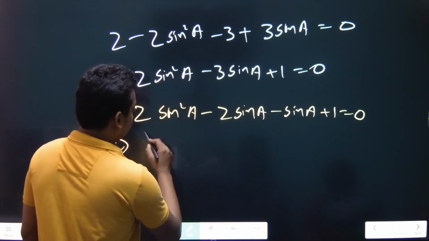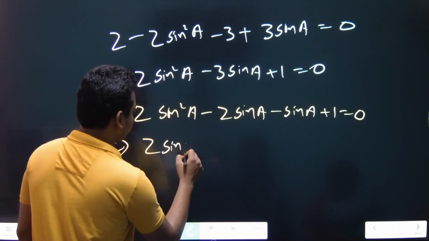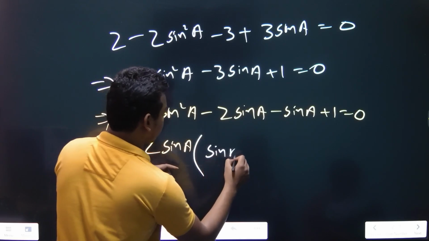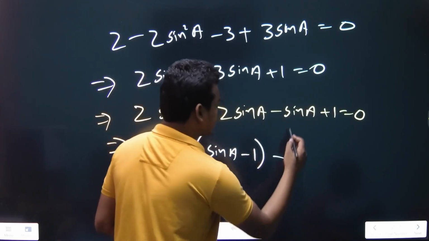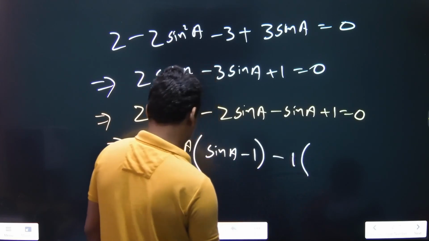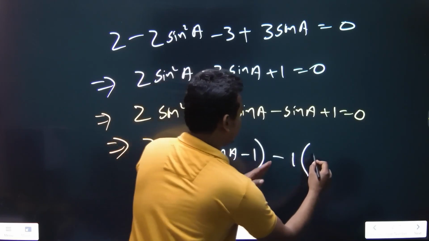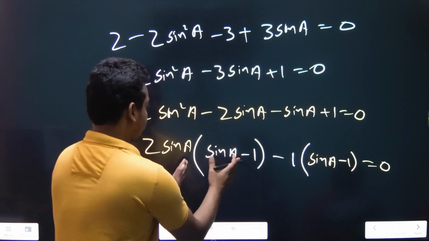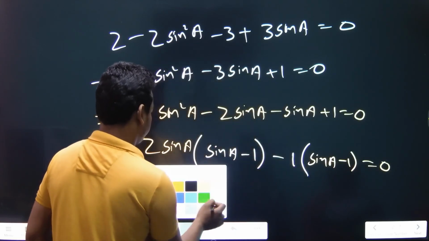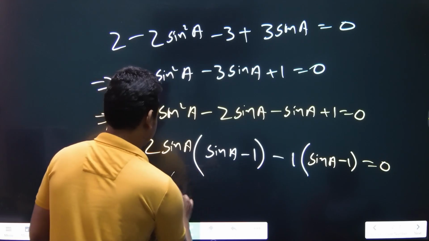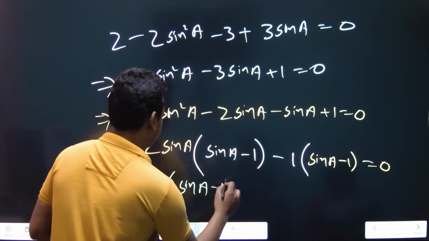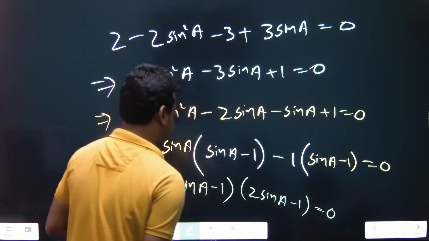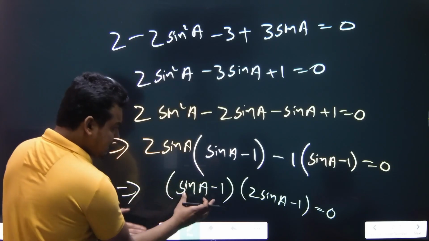Okay, so I can take common 2 sin A from here. If I take 2 sin A common, then inside the bracket I will get sin A minus 1. Then I am taking 1 common from the other part, and inside the bracket I will get sin A minus 1, right, is equal to 0. So now I am taking sin A minus 1 common from both. So I will get 2 sin A minus 1 times sin A minus 1 is equal to 0, right? So I can say either this term is 0 or this term is 0.